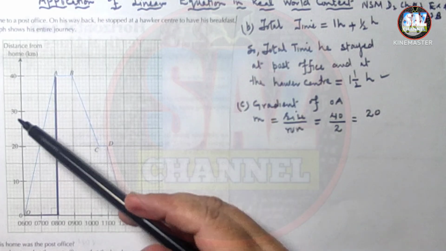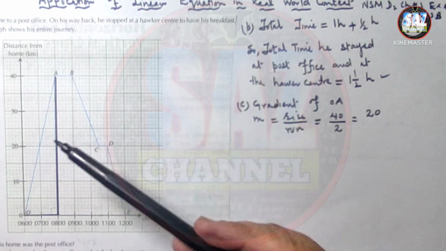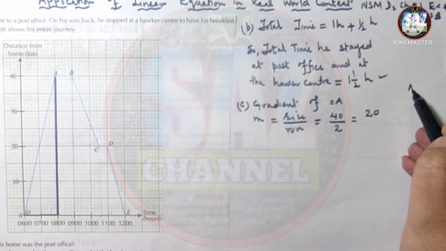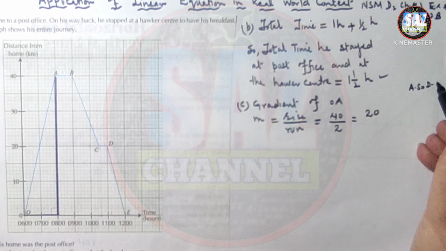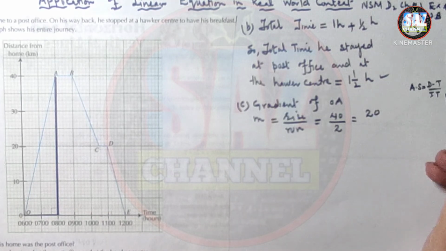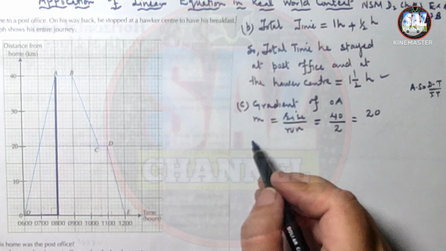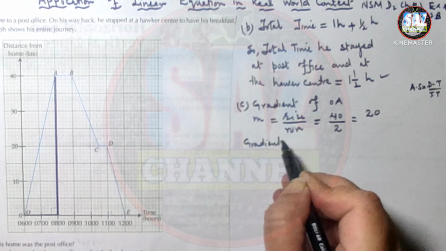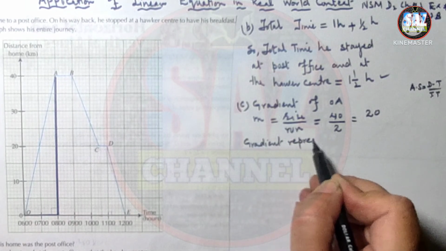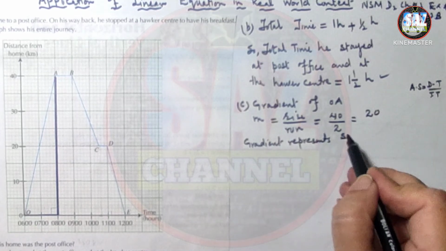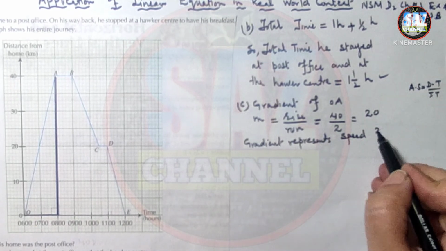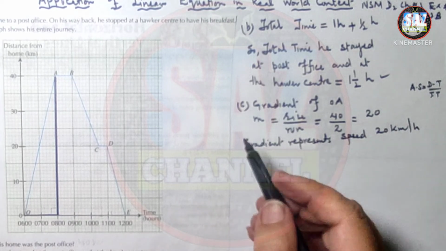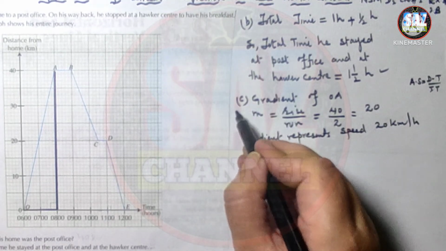But if we look at the graph carefully, the graph is about distance and time. So when we divide the distance by time, speed is equal to distance traveled upon time taken. So 20 kilometers, the gradient represents his speed, which is 20 kilometers per hour. That is the gradient of OA.